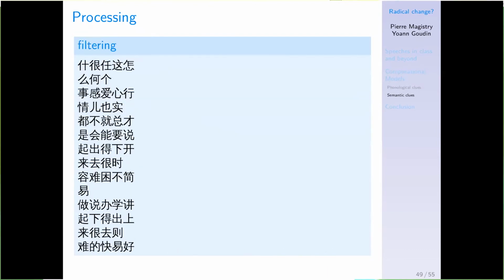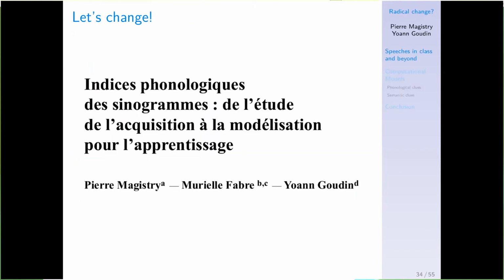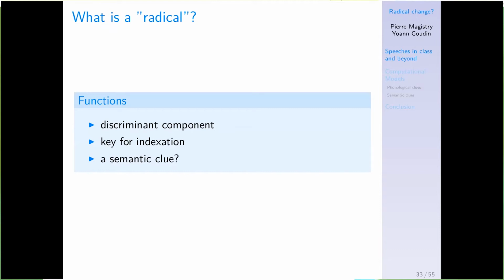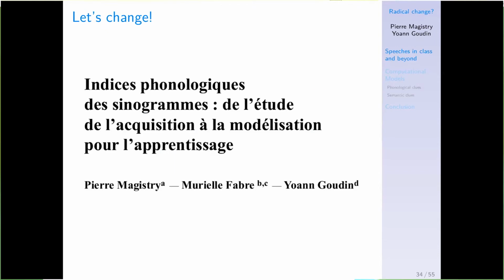Oh, what happened? Oh, here I am. So what is a radical? Historically, it's a discriminant component in order to discriminate mainly homophones, a key for indexation in dictionaries. And now the problem is, is it a semantic clue? And the other part, a phonetic one. For the phonetic one, it's already published in this paper with Pierre. And now we will see how we do in order to see if semantic clues really are.